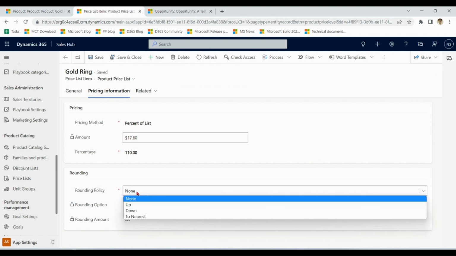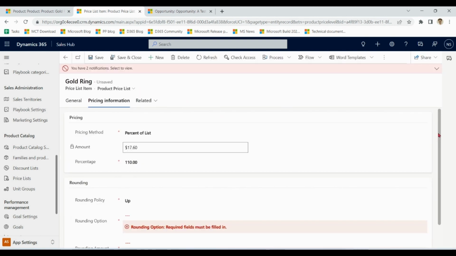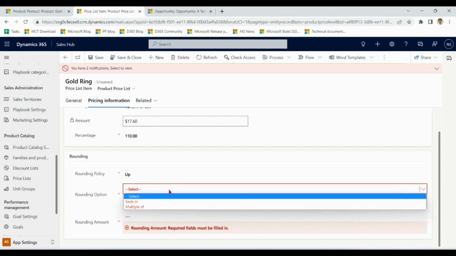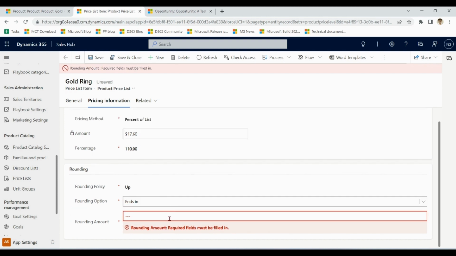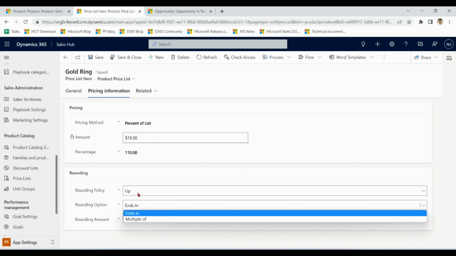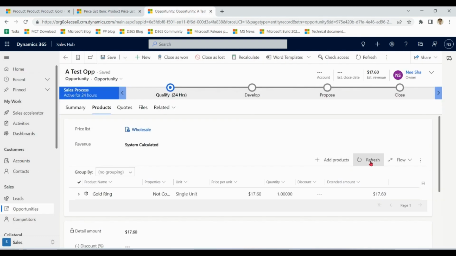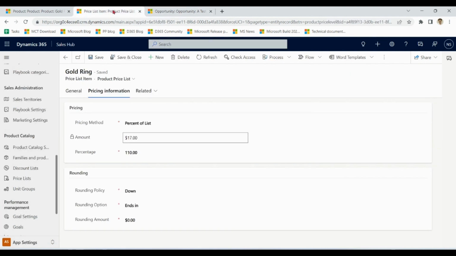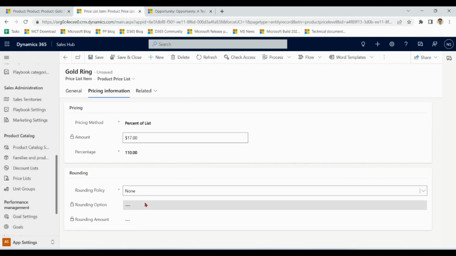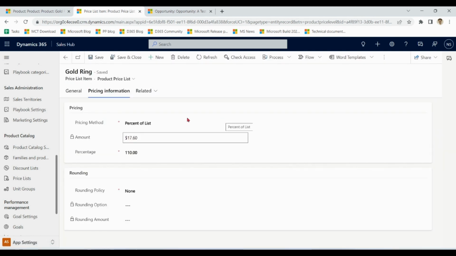Let's also talk about rounding policy. If I say up, it is 18. If I say down, it is 17. So I trust it is clear to you what is the meaning of percent of list.